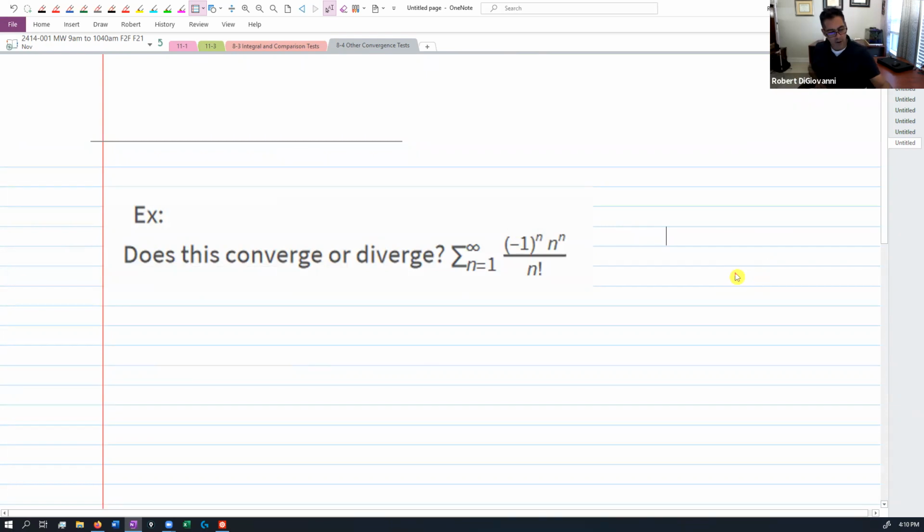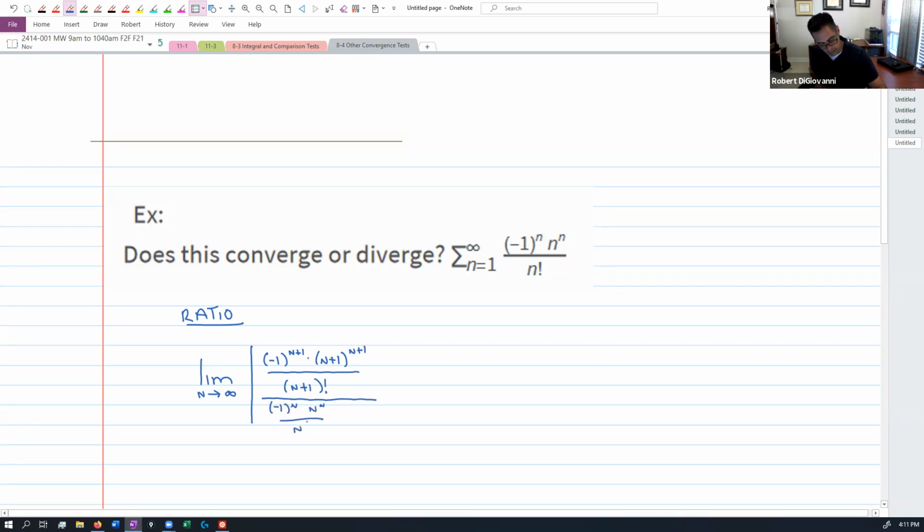Okay, same thing. I'm going to go ahead and set up the ratio test. Take the limit as n goes to infinity. I've got to plug n plus 1s into all those. Careful here: n plus 1 to the n plus 1 over n plus 1 factorial. All of that divided by the original formula, negative 1 to the n, n to the n, all over n factorial. This is equal to the limit as n goes to infinity.